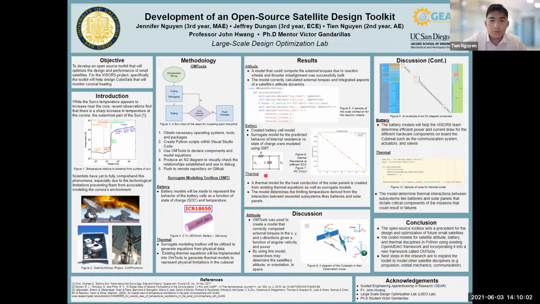For the thermal model, a heat conduction model of the solar panel is created from existing thermal equations as well as surrogate models. The model determines the limiting temperature and safe temperature range derived from the interactions between many essential subsystems, like the battery, communication, and avionics. If you look at figure 8, it's just a small snippet of the code that was also utilized to help generate the model.